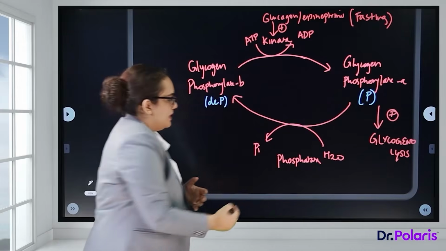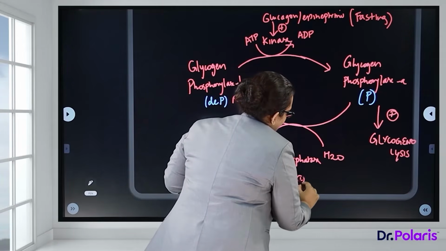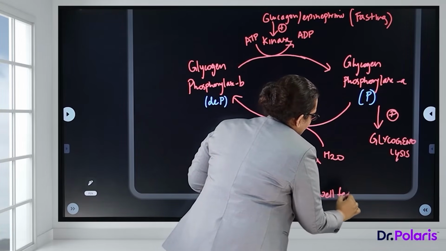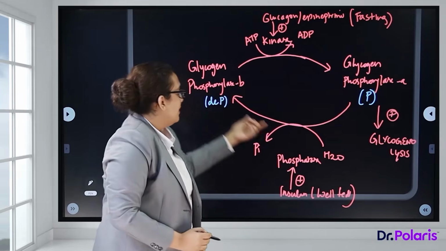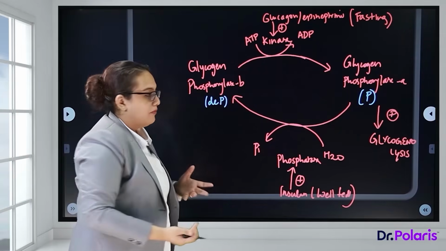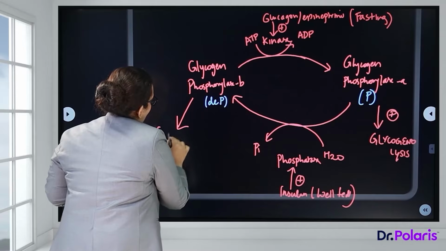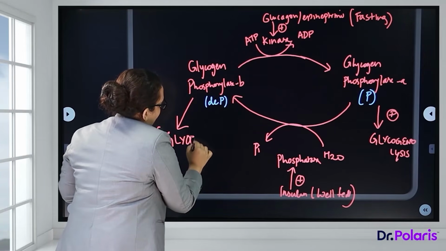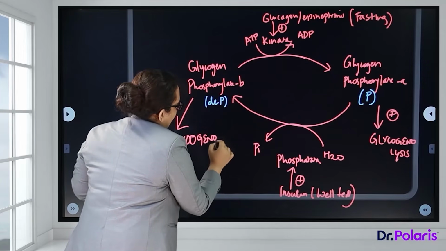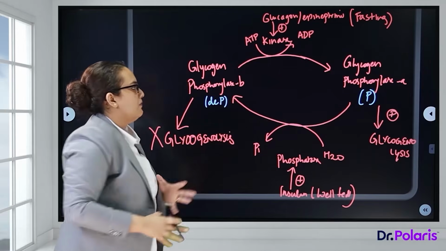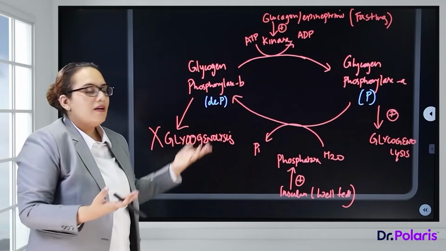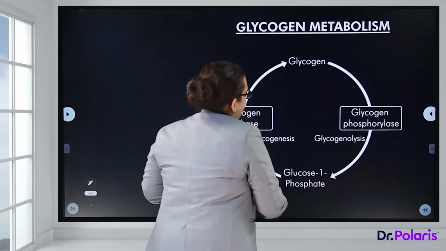Phosphatase is always stimulated by insulin, and insulin is secreted during the well-fed state. So in the well-fed state, phosphatase is stimulated, the dephosphorylated form is activated, and you know the dephosphorylated form is the inactive form. Therefore, you will not have glycogenolysis happening when the person is in the well-fed state. So this is a brief overview of how covalent modification occurs, and it is under the influence of the hormones insulin and glucagon. So just a brief summary.